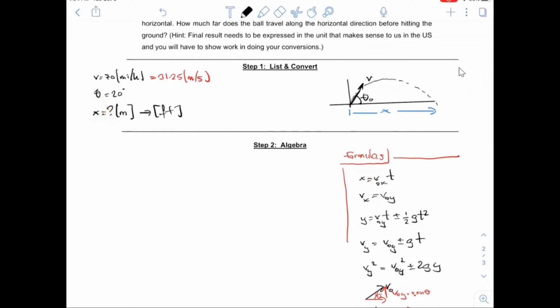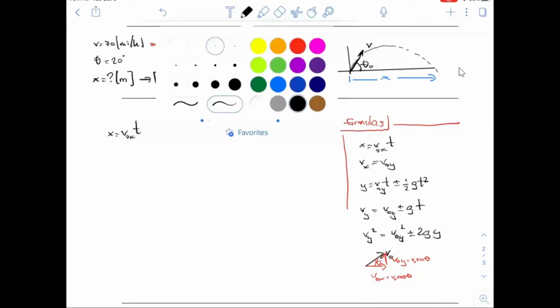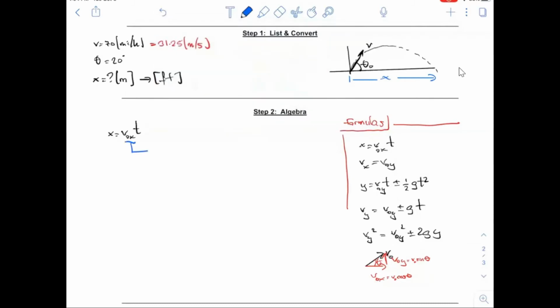x is the initial speed along the x direction times time. I don't know what time is, I'll worry about it later, but I know the initial speed, so the x component of the initial speed is going to be the initial speed times the cosine of the initial angle. So, back substitution.